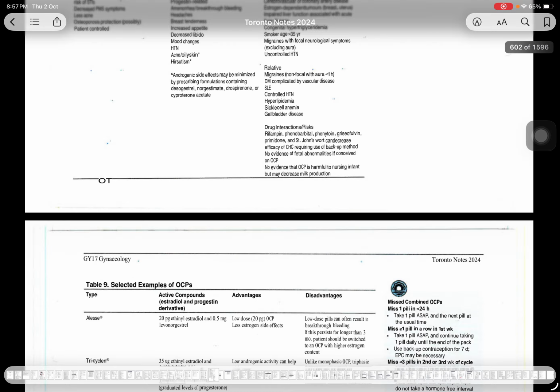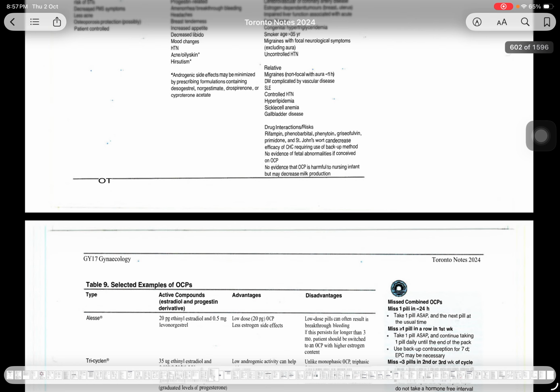Drug interaction risk: rifampicin, phenobarbital, phenytoin, griseofulvin, primidone, St. John's wort can decrease efficacy of CHC contraception, requiring the use of a backup method. Let's say a patient is on any one of them, so make sure we are advising them to use a backup contraceptive method, because these medications can reduce the effectiveness of COCPs.